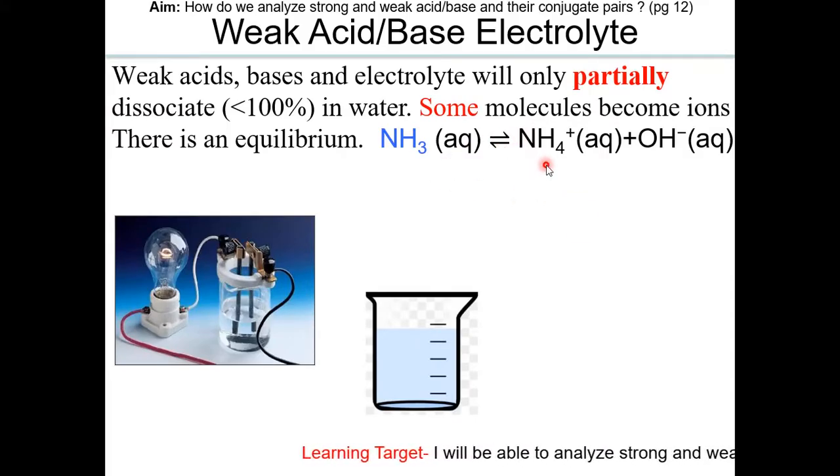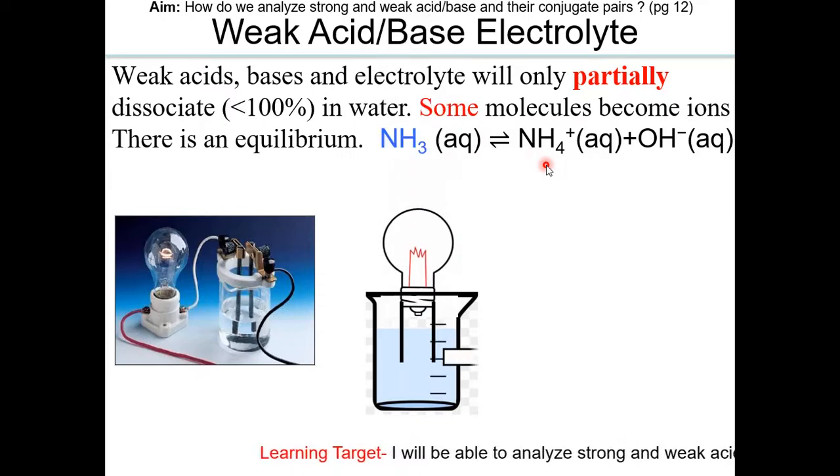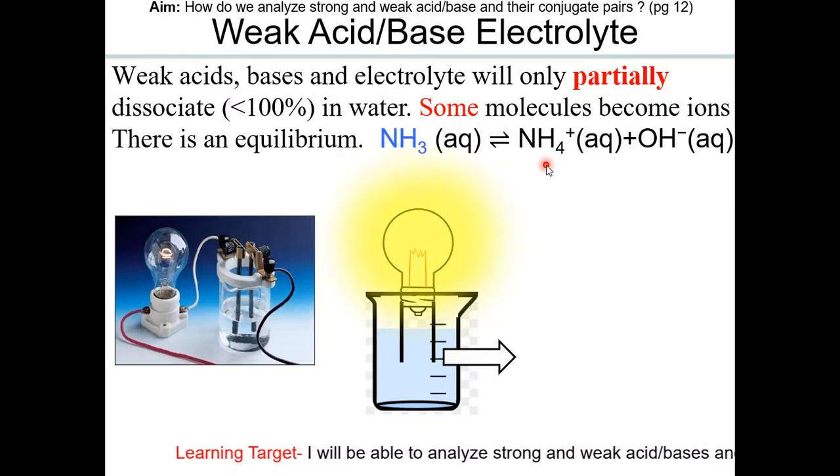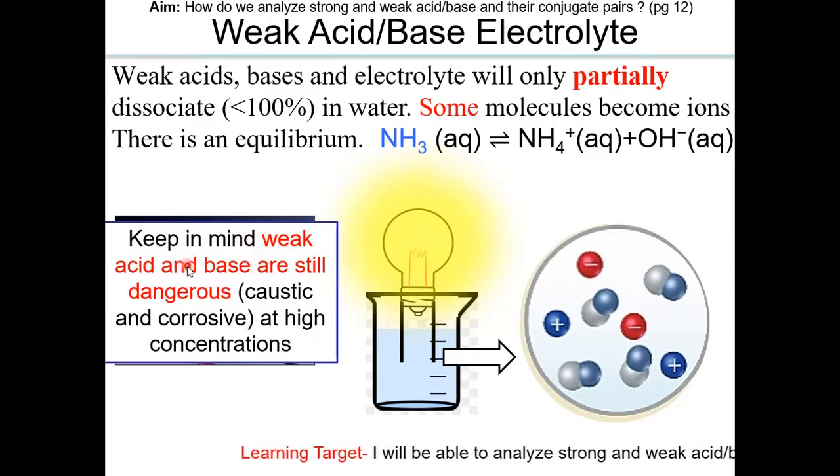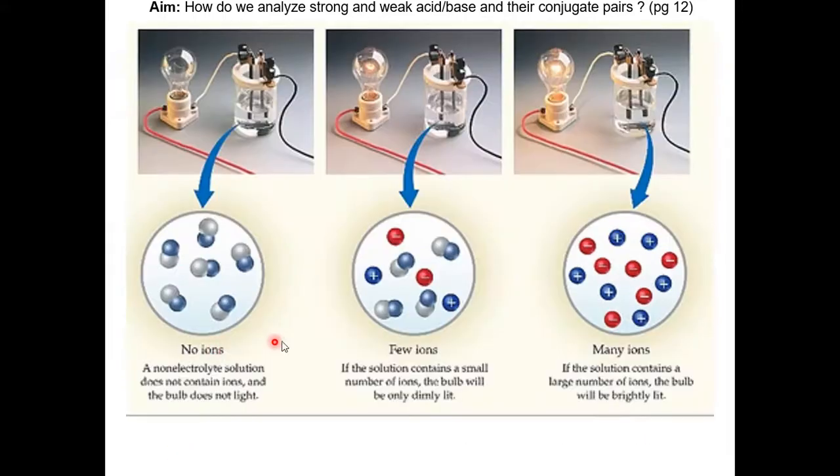So the light bulb will not be as bright as a strong acid and base and electrolyte. This is because the weak acid and base and electrolyte did not dissociate completely. There is a mixture between the molecules and the ions. Keep in mind, weak acids and bases are still dangerous at high concentrations.